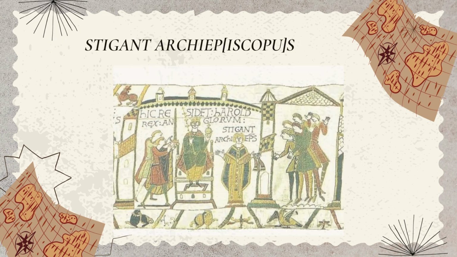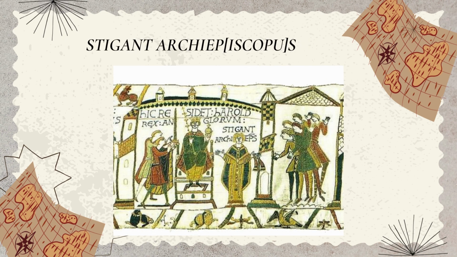Okay. Then you have Stigant, and here you have archiepiscopus is really what it is. So that word, it's shorthand. So if you're looking at the picture, you can see archieps is what it looks like.